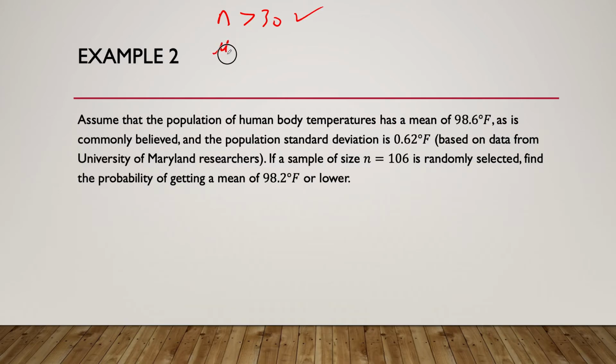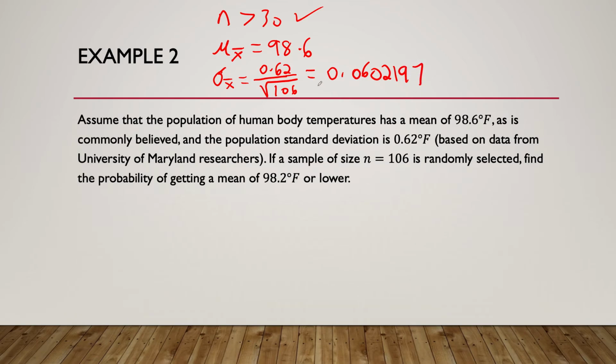So the mean of our sampling distribution of x bar, as we were told, is 98.6 degrees Fahrenheit. And the standard deviation of the sampling distribution of x bar is 0.62 divided by the square root of 106. If we toss this into a calculator, we get an answer of about 0.06022197. So we need to find the probability that x bar is less than 98.2.